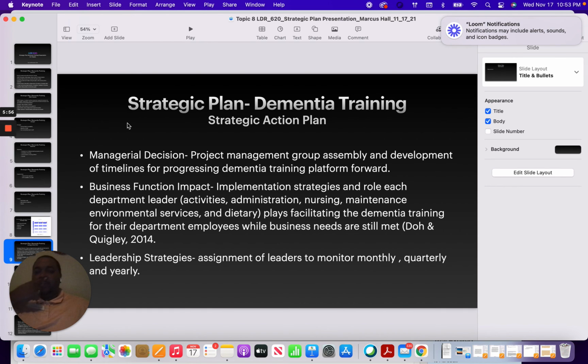Now, the action plan: making managerial decisions, project managers, group assemblies and development, and business function impact, implementing these strategies throughout activities, administration, nursing, maintenance, and all of the department leaders. Everybody plays a huge role. Leadership strategies, really assigning all leaders to monitor monthly, quarterly, and yearly.